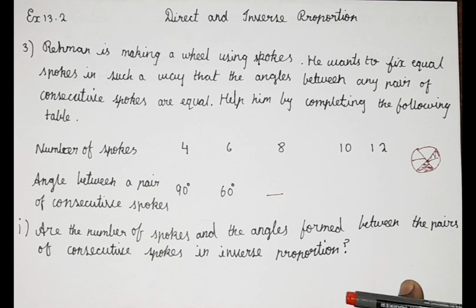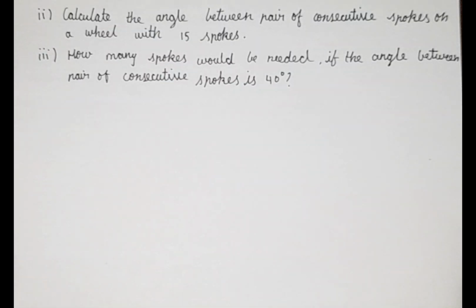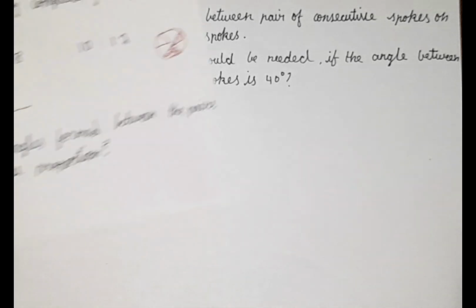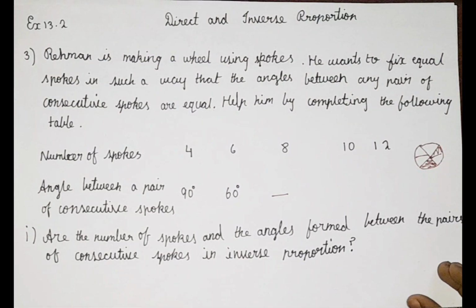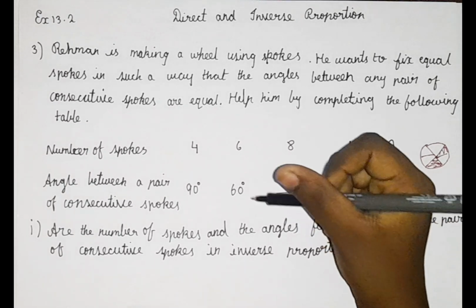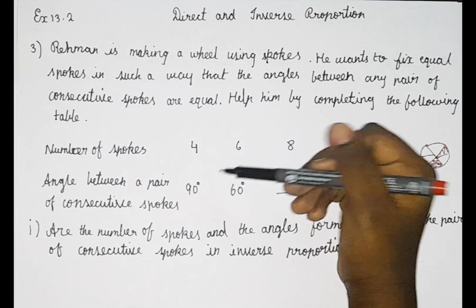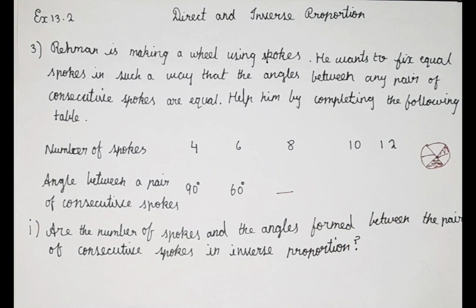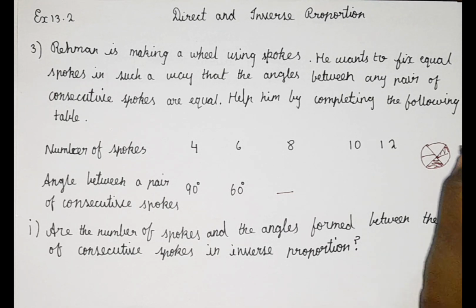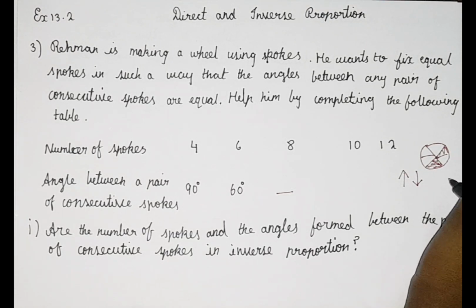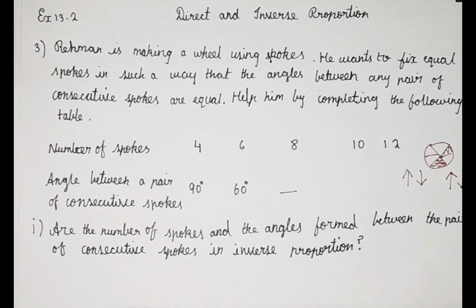So now we shall solve this. First there is a rule. First we have to check if it is direct or inverse proportion. After that we shall go into the sum. Here we have 4 and here we have 90 degrees. If the spokes are fewer, that is 4, the angle is higher, isn't it? And if the angle is higher, the spokes will be fewer. If the spokes are more, the angle will be less. So one is increasing and the other is decreasing, it means inverse proportion, right. So in this we are going to use the inverse proportion formula.